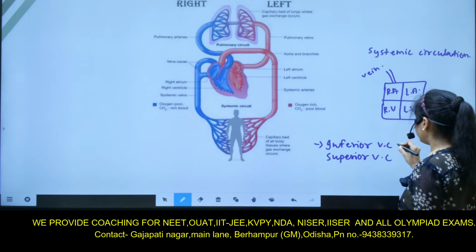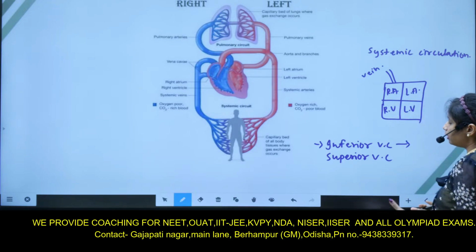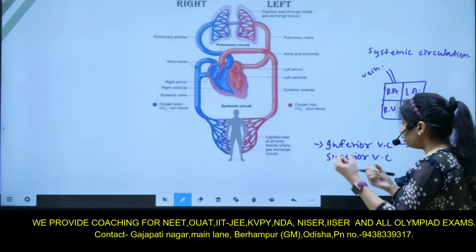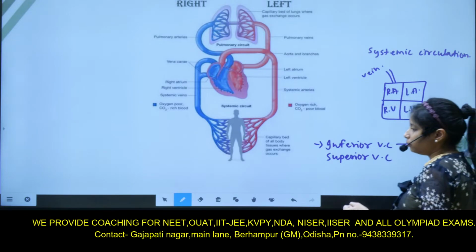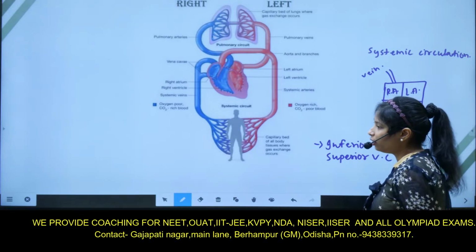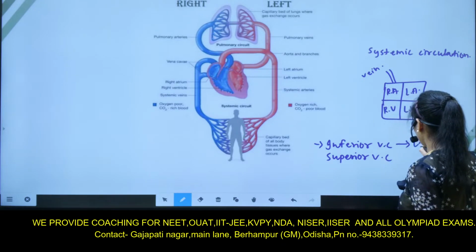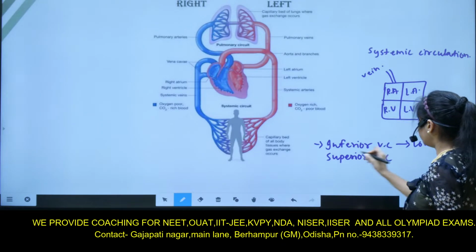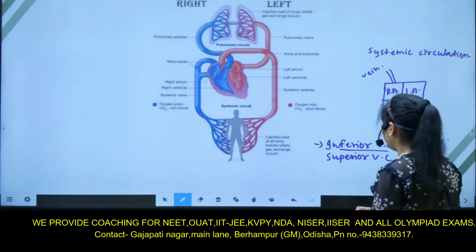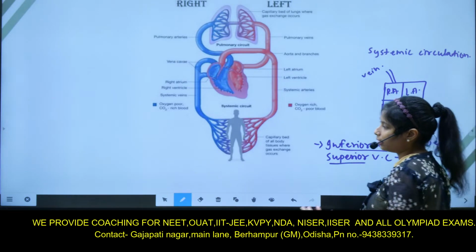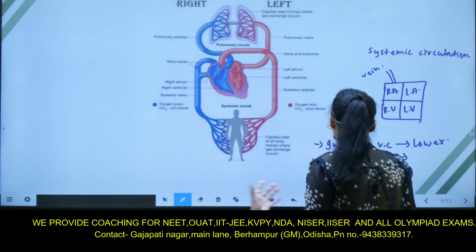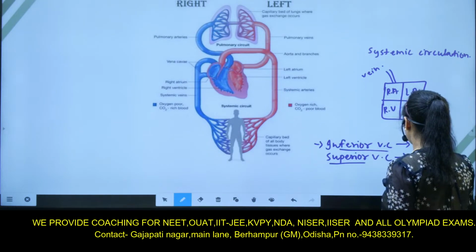What is inferior vena cava? That's the largest vein that collects all the deoxygenated blood from the lower part of the body. So it is also known as inferior vena cava. And what is superior vena cava? That collects all the deoxygenated blood from the upper part of the body. So it is also known as superior vena cava.